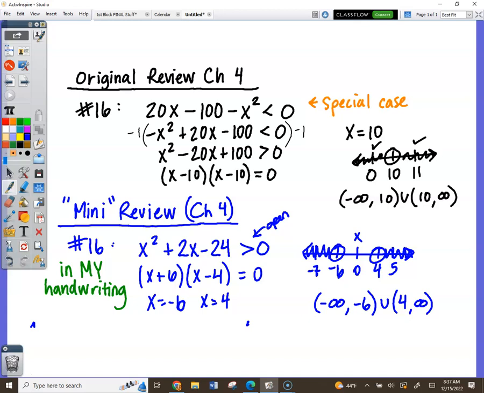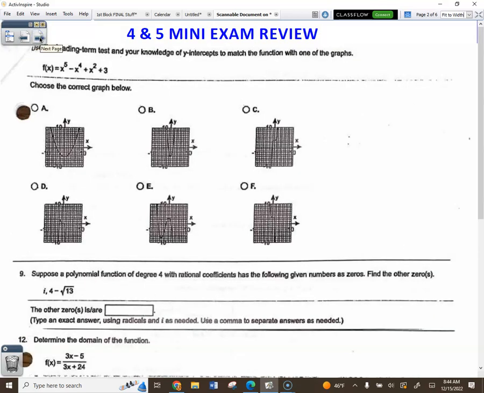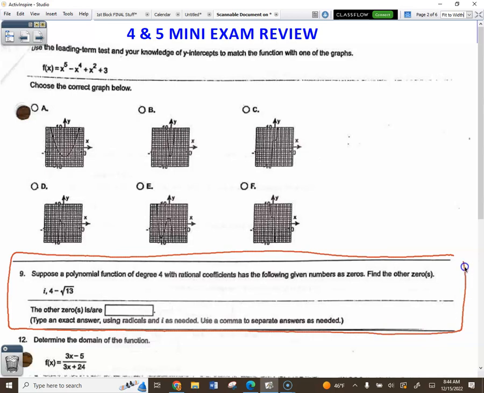All right. Yeah. So, is number 9? Okay. We need to talk about number 9. Go to the mini condensed review. Number 9, right here. Go with me.